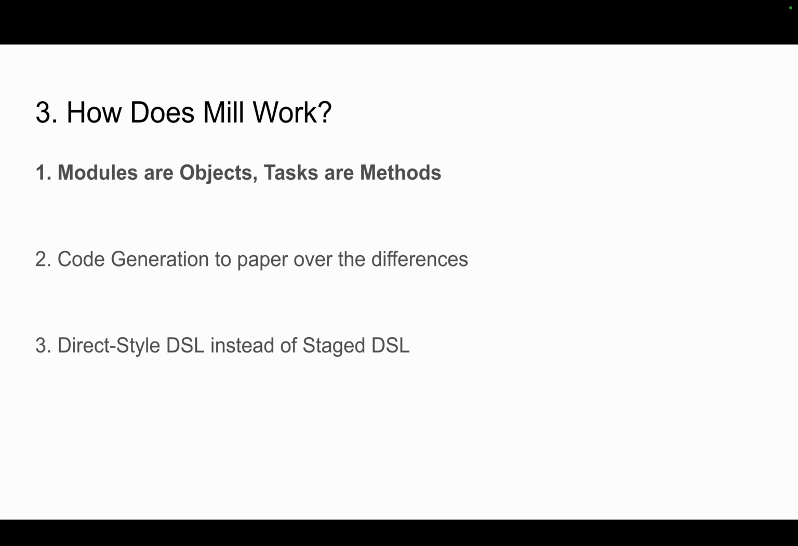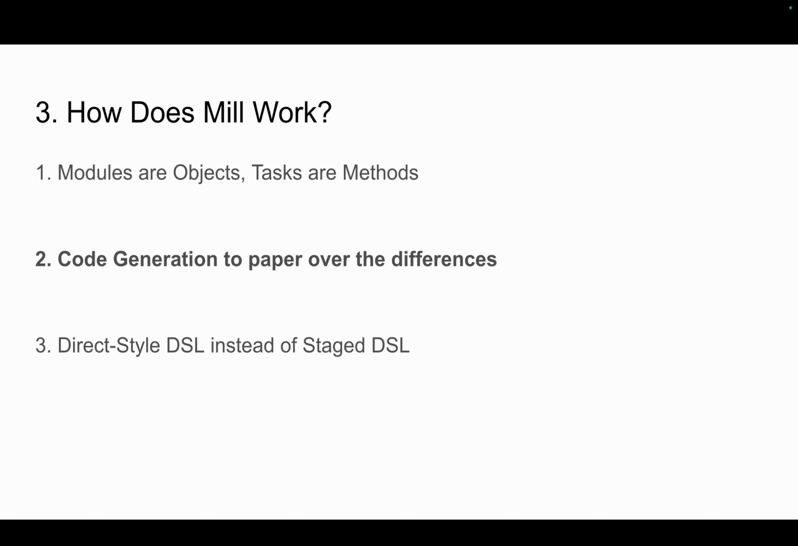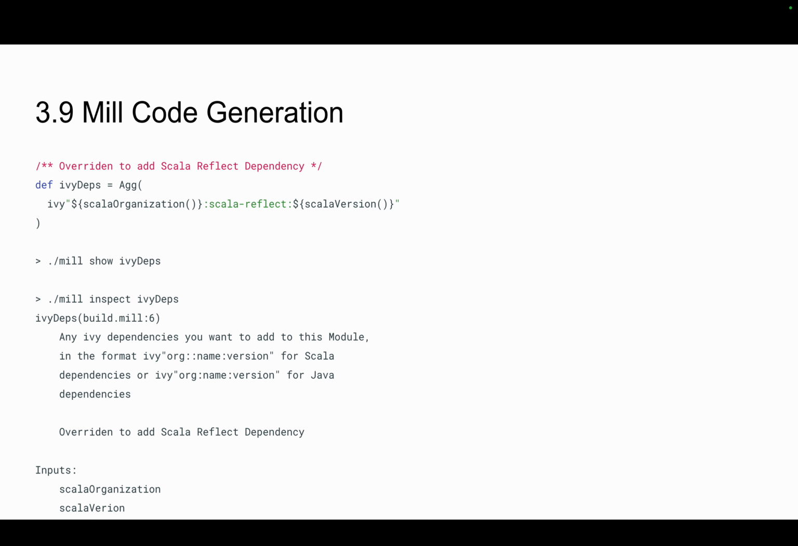So that's this modules, objects, tasks, and methods idea. The next bullet point is how this actually is implemented under the hood. If you look at this def ivyDeps here on the left, you'll see that def ivyDeps is an aggregate, which I can seek with some Scaladoc. There's an ivy string interpolator, Scala organization, Scala reflect, Scala version. So this is just pulling in the right Scala reflect artifact for whatever Scala version you're using, right?